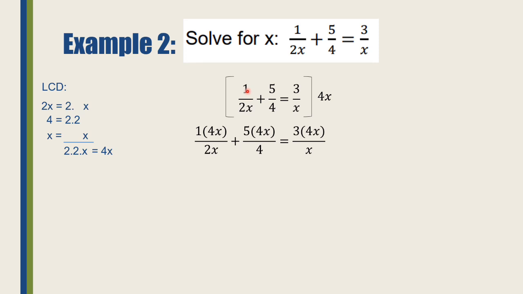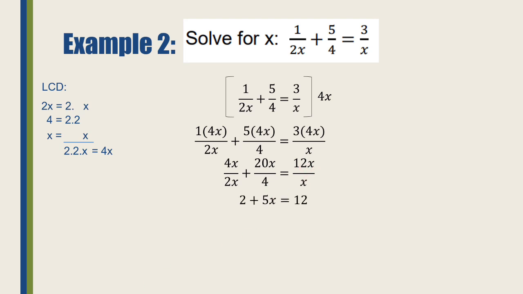So 4x times 1, so we have here 4x times 1 over 2x, then 4x times 5 over 4, is equal to 4x times 3 over x. Okay, then 1 times 4x equals 4x all over 2x, plus 5 times 4x equals 20x all over 4, is equal to 3 times 4x over x. So we have here 12x over x.